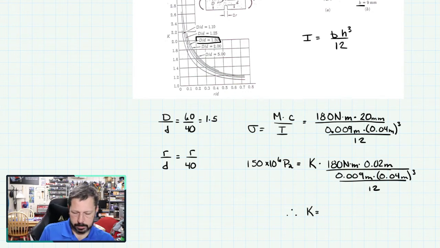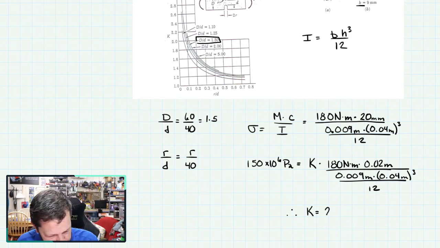All right. So I've got 180 times 0.02 times 12, divided by 0.009 and divided by 0.04 raised to the third power. And then divide 150 million by that number. I get 2. So that's a nice even number. Kind of makes me think I'm probably doing it right if I get such even numbers.